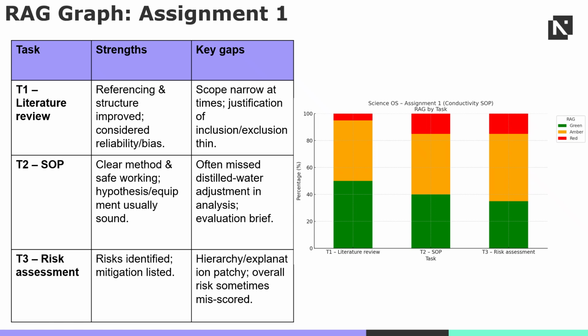So where we move amber to green in assignment 1 is simple. Justify source selection, show the distilled water adjustment, and explain risk using a hierarchy with consistent scoring.